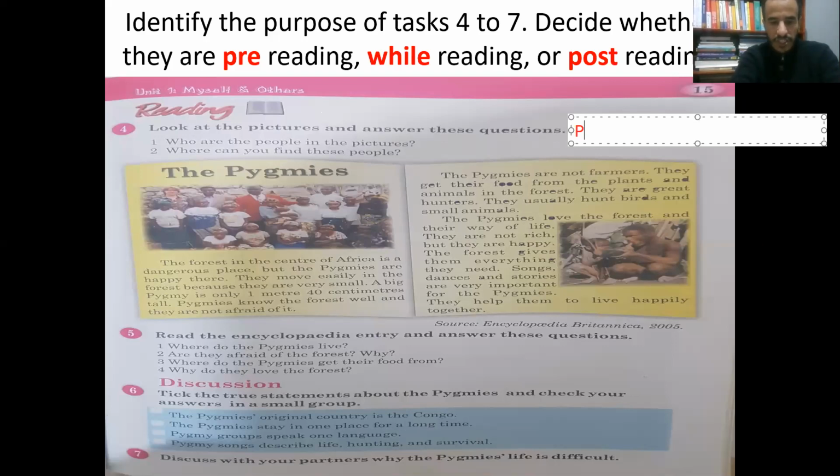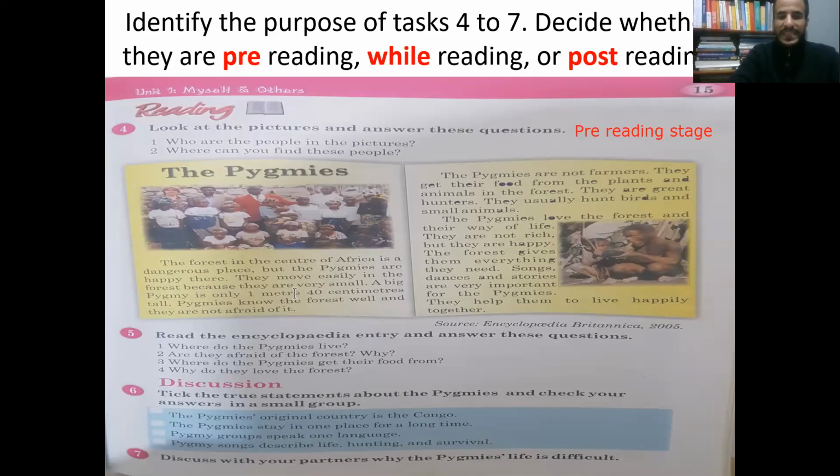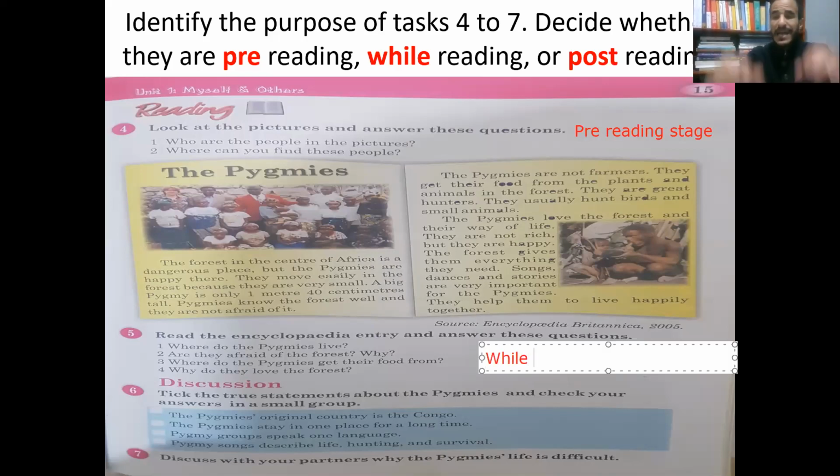Pre-reading stage. Perfect. Number 5, read the encyclopedia entry and answer these questions. Number 6, discuss, check the true statements about the pygmies and check your answers. What are 5 and 6? While reading. Perfect. Why? Because they have to read. They cannot answer these questions unless they read, in the while reading stage. Great. Now, number 7.